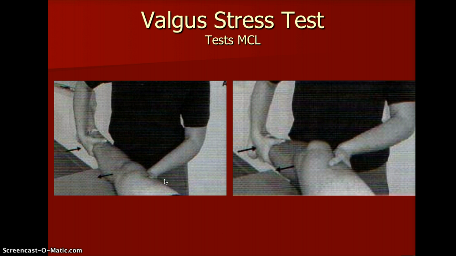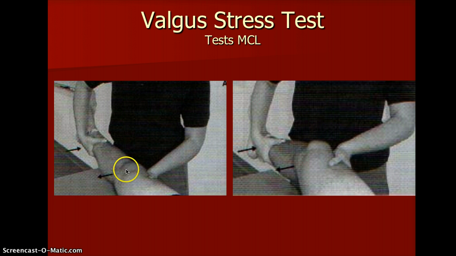Okay, so the first special test of the knee that we're going to look at is the valgus stress test. And as stated before, it's going to test the MCL. So as you can see here, the examiner is standing lateral to the patient, and they're stabilizing at the tibia, and then they're mobilizing at the lateral joint line, and they're giving a valgus force because it's going from lateral to medial.